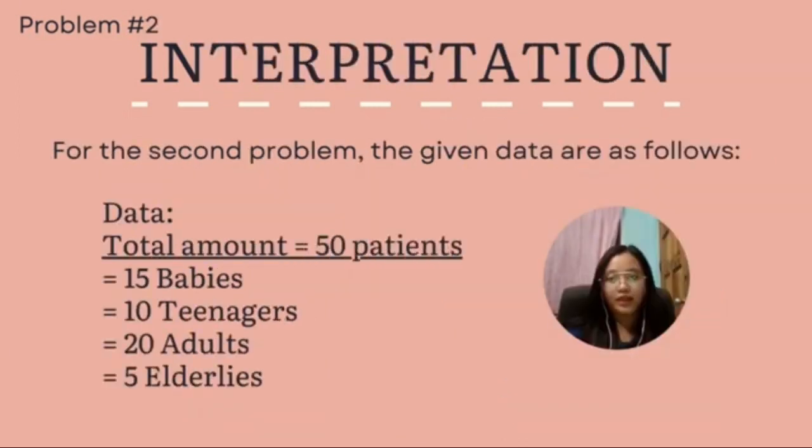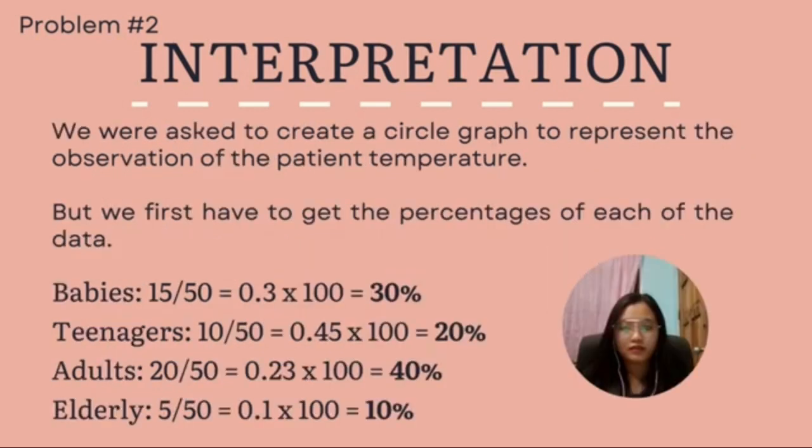For the second problem, the given data are as follows: 15 babies, 10 teenagers, 20 adults, and 5 elderlies. The total amount would be 50 patients all in all. So for the second problem, we were asked to create a circle graph to represent the observation of the patient temperature. But first we have to get the percentages of each of the data. So using the formula from the previous sample problem, we can now turn the data from this problem into percentages. So the babies is 30%, teenagers 20%, adults 40%, and elderly 10%.